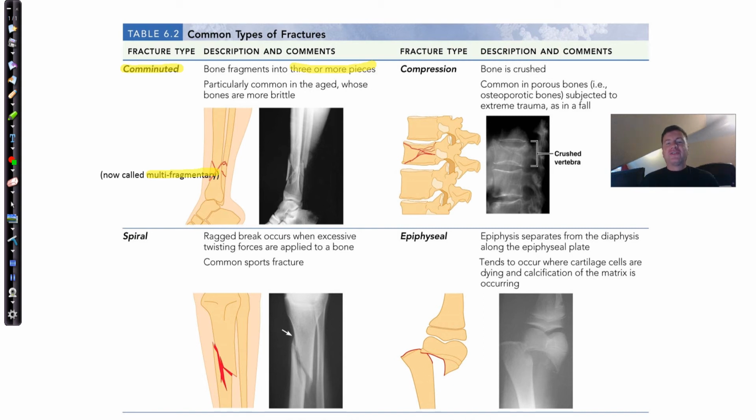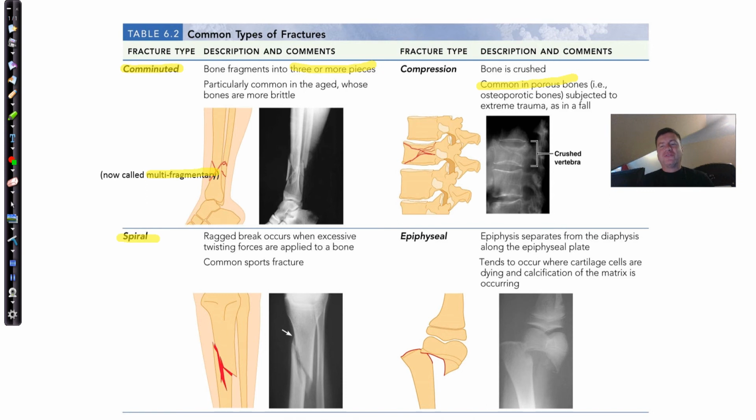A compression fracture is also when the bone is crushed, but this might be when you get the bone being pushed against itself. You see this when someone jumps out of a window, the house is on fire, they jump out the window, and they suffer a compression fracture of their vertebrae or a compression fracture of their hips. And you also see here, it's common in porous bones, like you'd expect to see in some cases of osteoporosis and pathologic fractures.